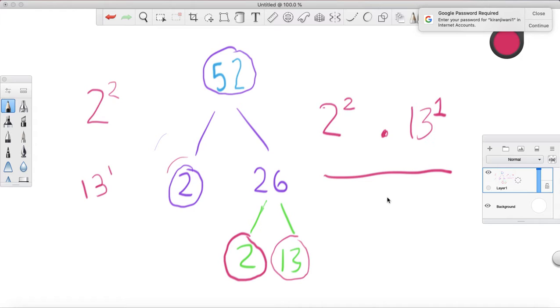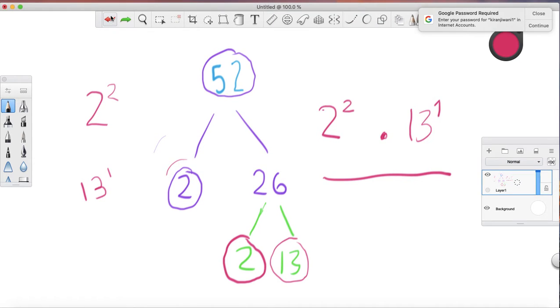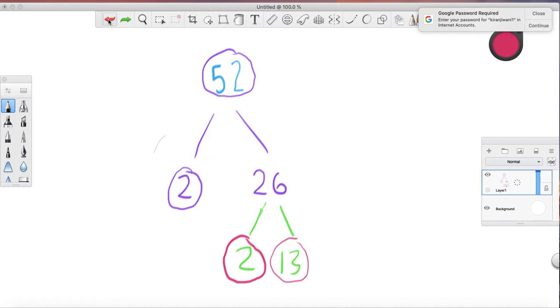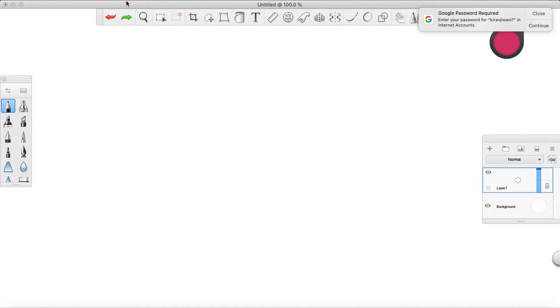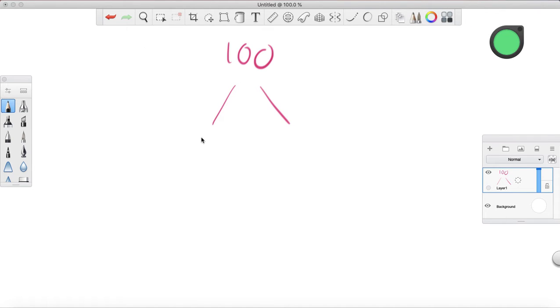So now that we've done that, let's look at another one. But this time I'm going to go a little bit weird. It's going to be a really weird one. Okay, so this one is going to be 90. Wait, no, we're going to go 100. There, perfect. Now we can make our lines like we've talked about. And now we can think of some factors.